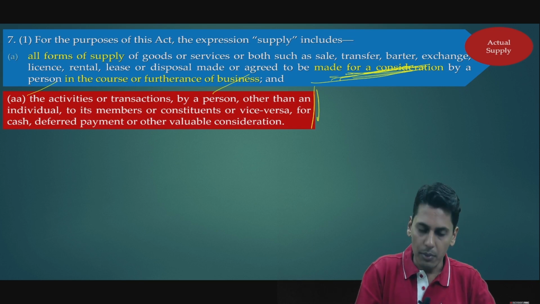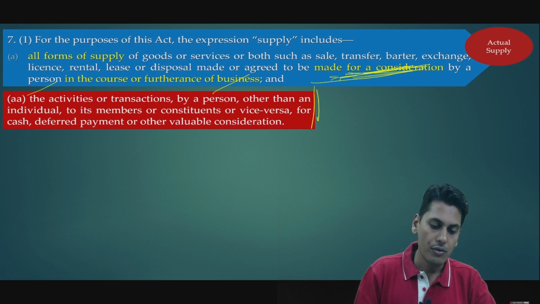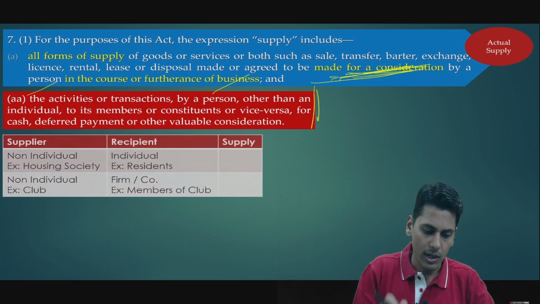So 7(1)(a), the activities or transactions by a person other than an individual, to its members or constituents or vice versa, for cash, deferred payment or other valuable consideration. So what does it cover?